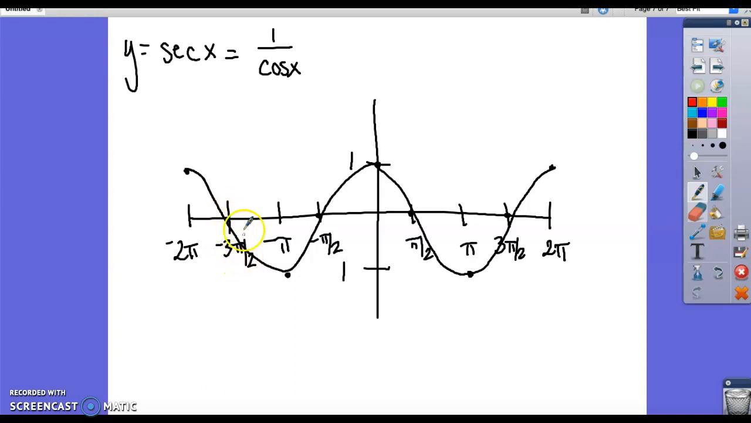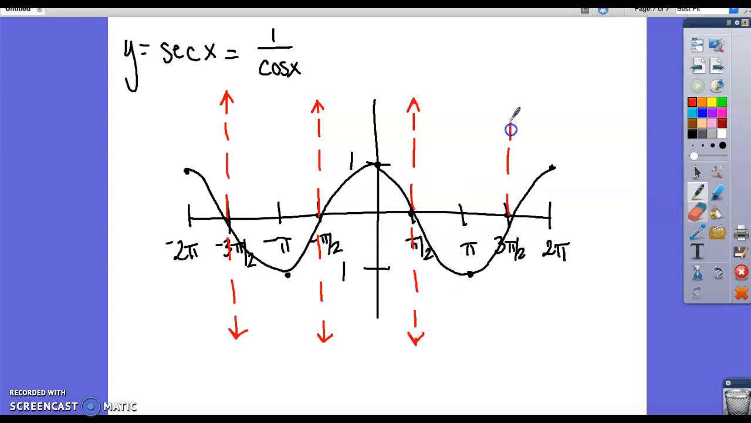All right, same principle here. At -3 pi over 2, cosine is 0. The reciprocal of 0 is 1 divided by 0. I can't divide by 0, so that's undefined. So same thing as that sine function. Everywhere cosine equals 0, secant is undefined. I'm going to have an asymptote there.